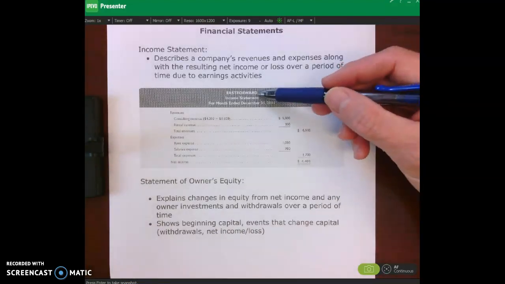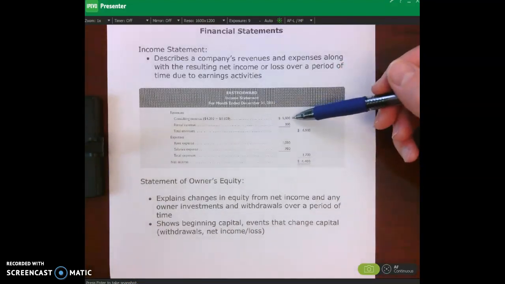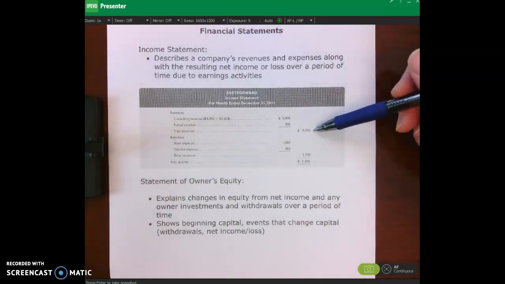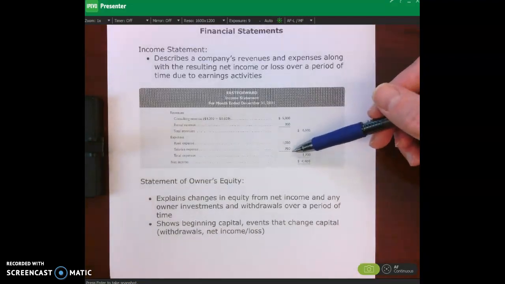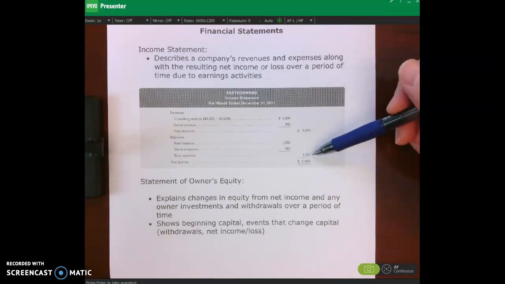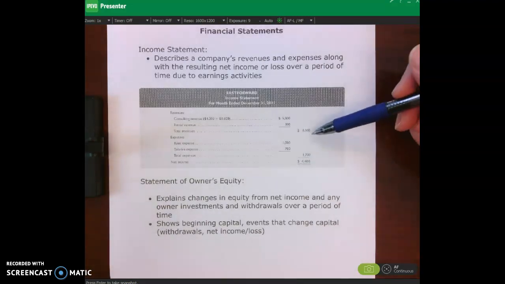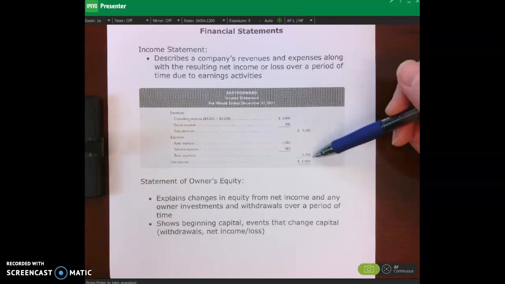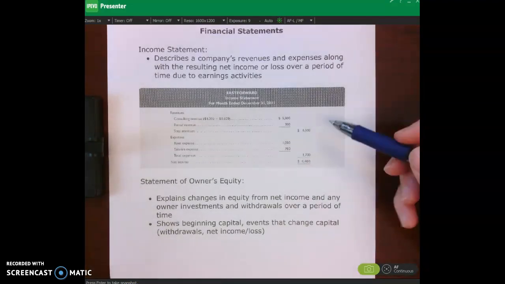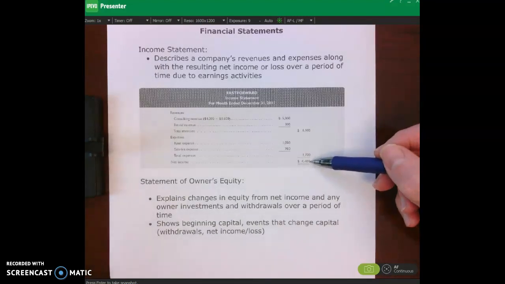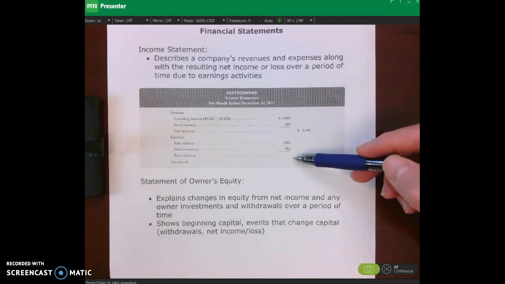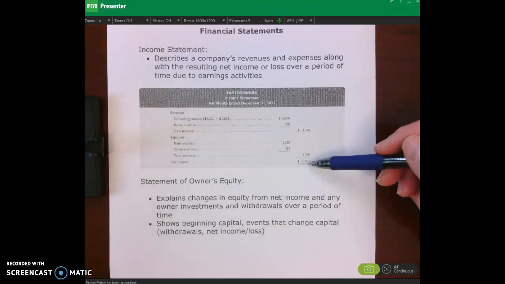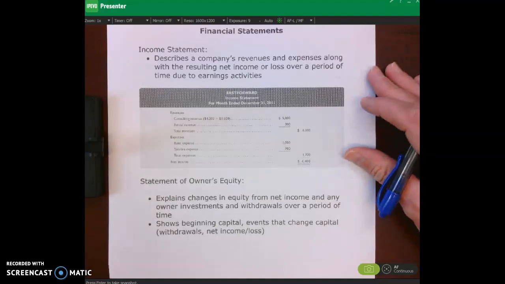If we look at our company here, fast forward, we had consulting revenue of $5,800. We had rental revenue of $300. That gives us total revenues of $6,100, minus our rent expense of $1,000, minus our salaries expense of $700. That gives us total expenses of $1,700. Total revenues of $6,100 minus total expenses of $1,700 gives us net income of $4,400. So that's the income statement. It shows us our revenues and expenses during the accounting period, and then revenues minus expenses gives us our net income.